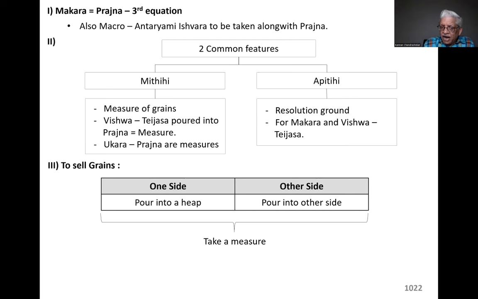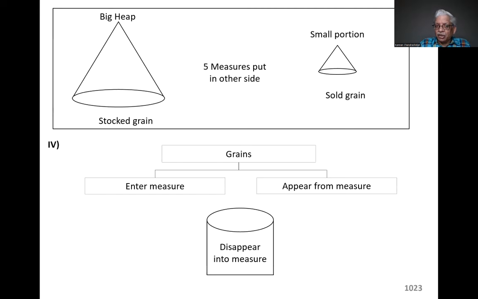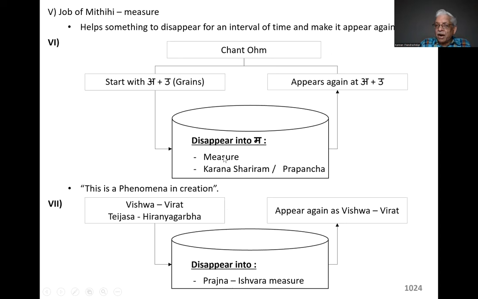Now, this Makara is like you pour the entire waking and the dream state into the sleep state. From the sleep state, you take it out again, the waking state. So therefore, it is compared to a measure. Suppose you have a big heap of stock grains, and you want to take out a small portion of it to sell, you use a measure. The grains will enter the measure, and then they appear and disappear. Similarly, with Makara, what happens? The waking state, A and U, are like the grains. They are poured into Makara, which is called the measure or the karana shariram prapancha. And then they disappear into it.